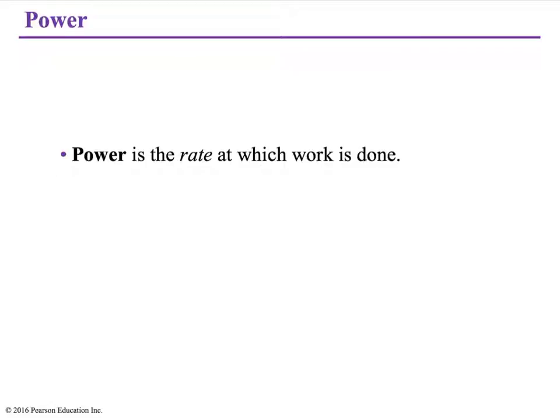So the idea is that we can think about how much work is done, but sometimes it's actually more useful for us to know, well, how quickly did it get done? And the quicker it gets done, that'll change the power. That would also affect, well, how much power did you use to get that work done? So it's a useful quantity.